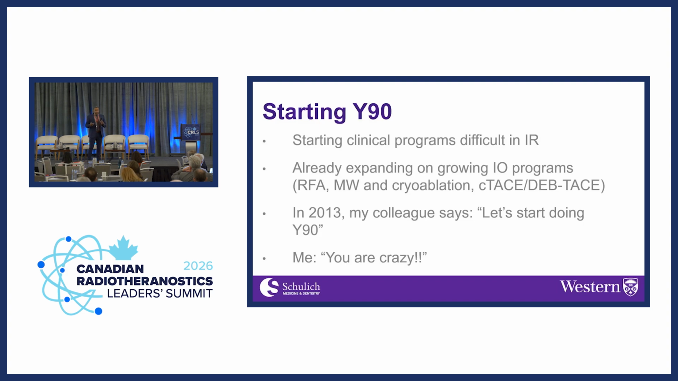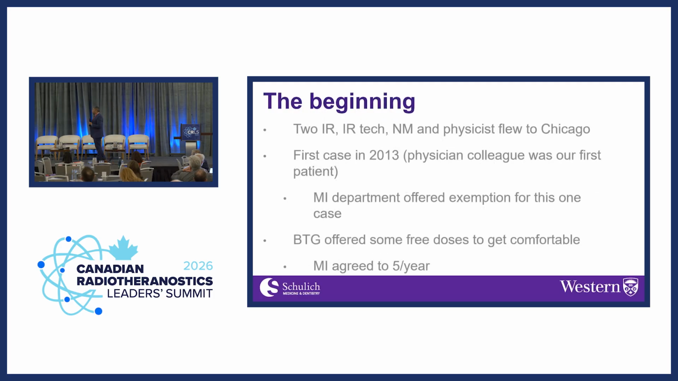And we even were doing some transarterial therapies similar to Y90, but not Y90, things like chemoembolization, where instead of injecting radiation beads, we were injecting chemotherapy into the liver arteries. So one of my colleagues said, hey, why don't we start doing Y90? And I thought, man, we're already getting gray hairs and losing hair starting these other programs. And I thought, you're crazy. What are you talking about, starting another clinical program? But I went along for the ride.